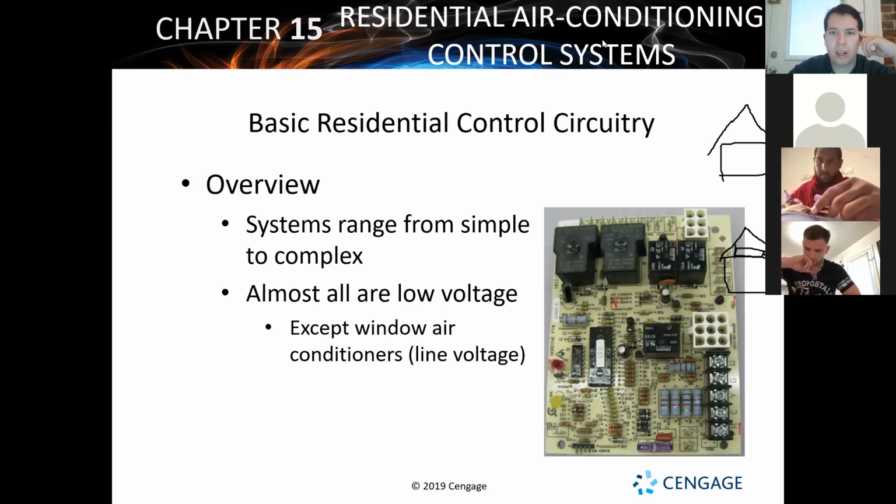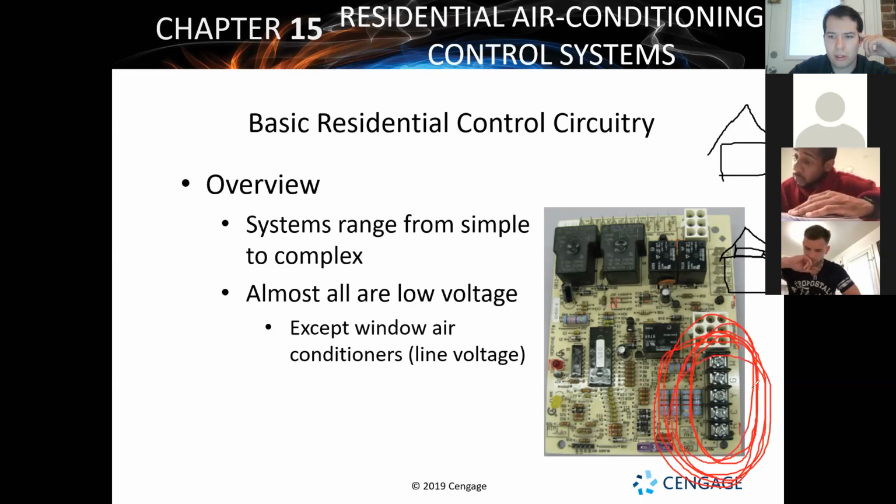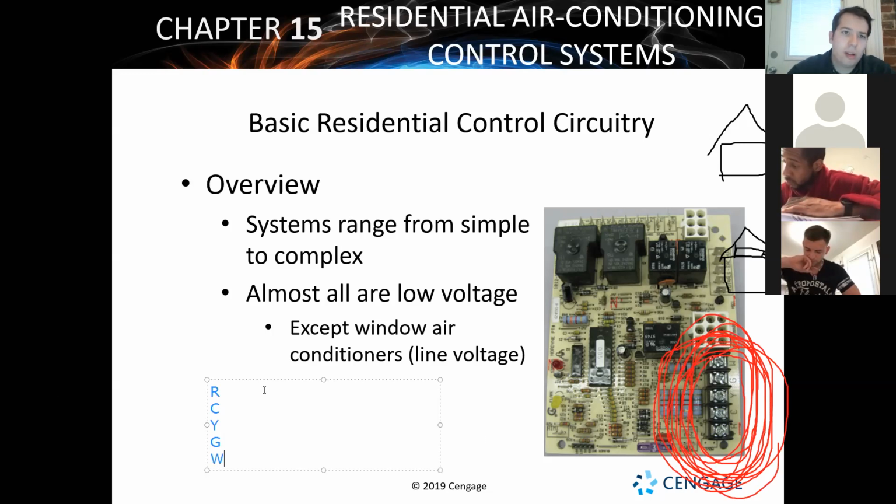One is going to be this guy right here in the corner. I'm going to circle it, because on this control board in the bottom right, I'm going crazy with my circles. Right at the edge of it, you've got a set of letters, and it's the letters you've already gone over. It's not going to tell you red and common and whatever. It's just going to say R, C, Y, G, W. That's all you're going to see.